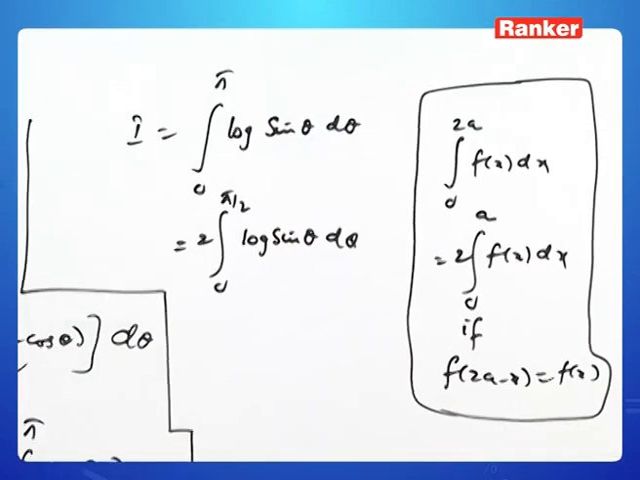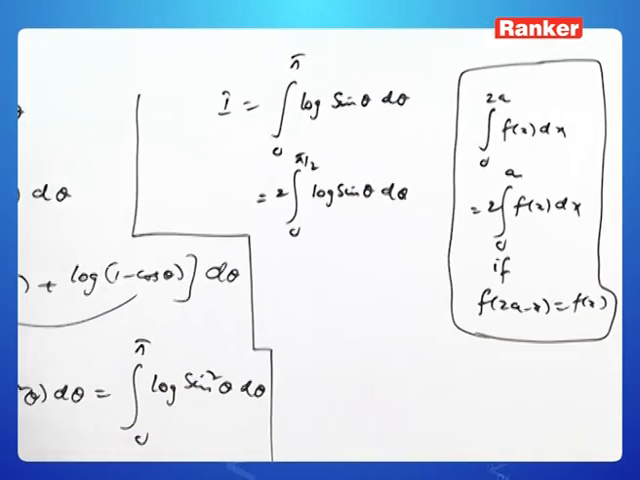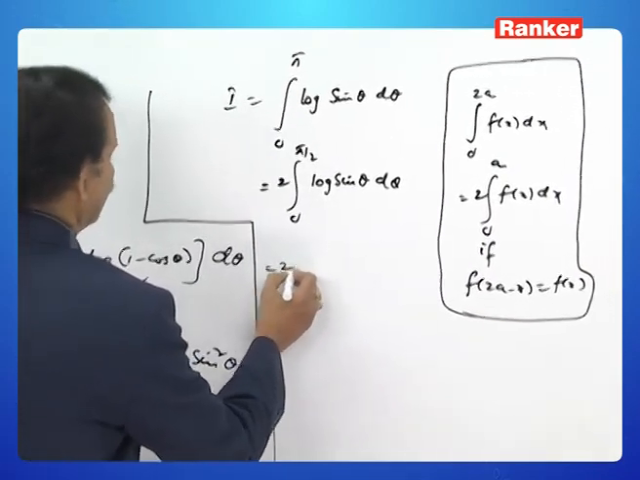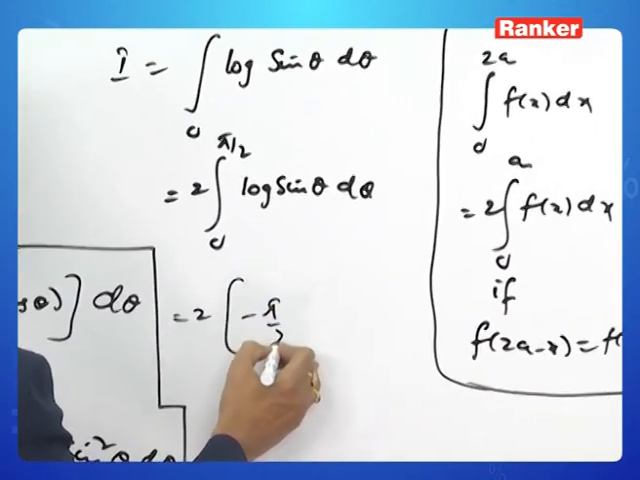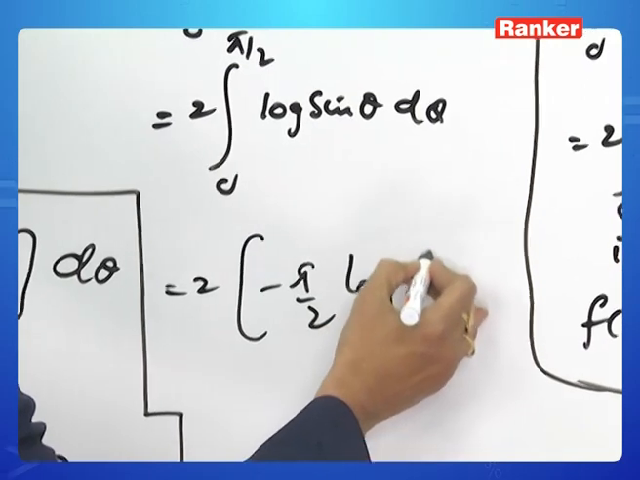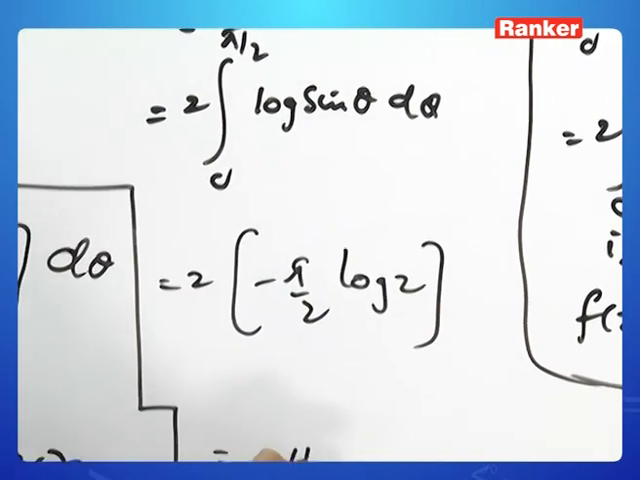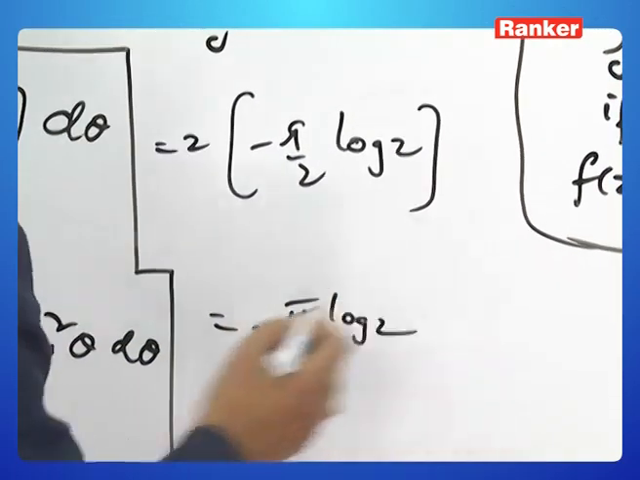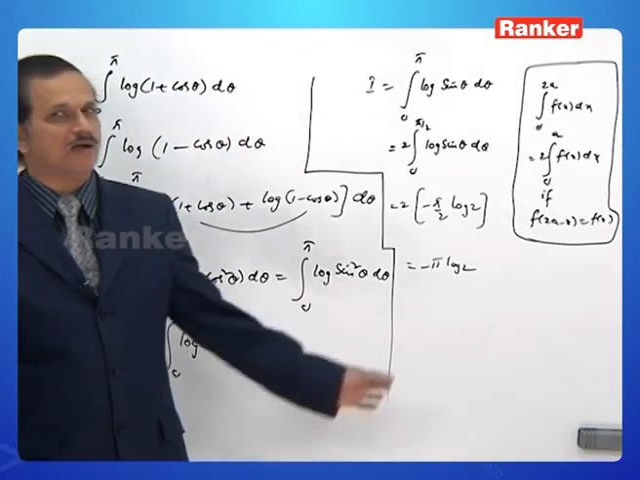And of course it is a well-known integral whose answer is 2 into minus pi by 2 log 2, minus pi by 2 log 2. Hence the ultimate answer is minus pi log 2.